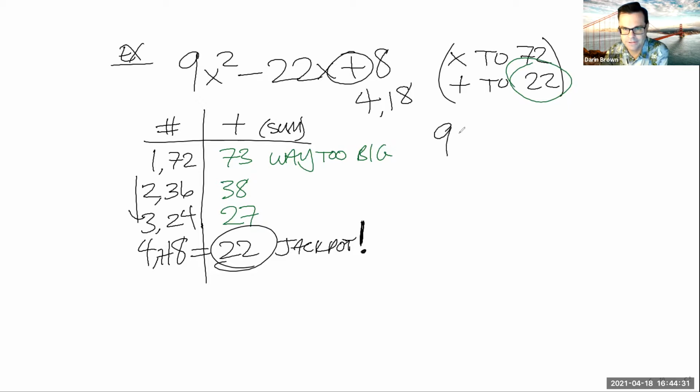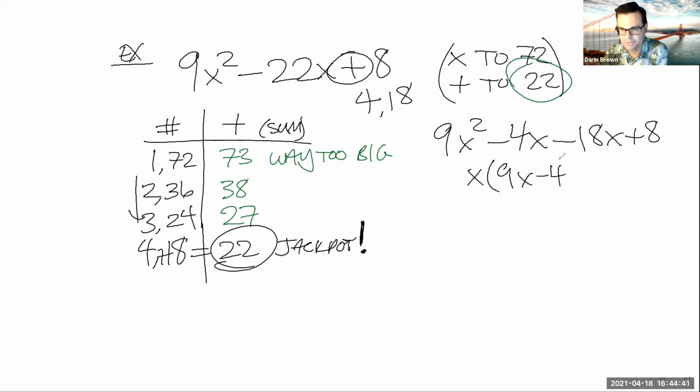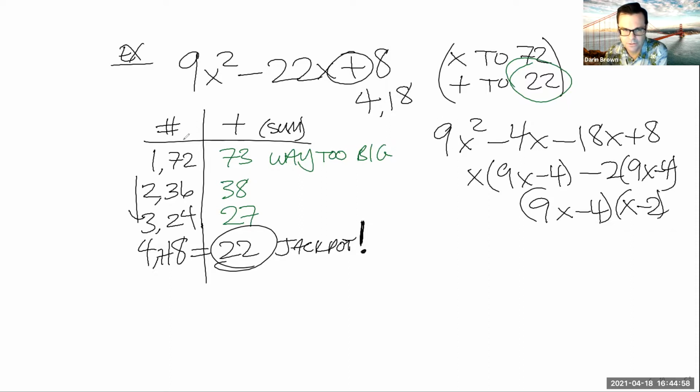So now I can proceed to do this. Minus 18x plus 8. So I can do x(9x - 4) minus 2(9x - 4). Okay, so I get (9x - 4)(x - 2). That's not the important part. The important part is if you're trying to search for these numbers, this is a systematic way you can do it, in this type of table here.